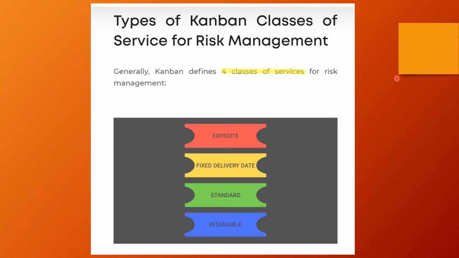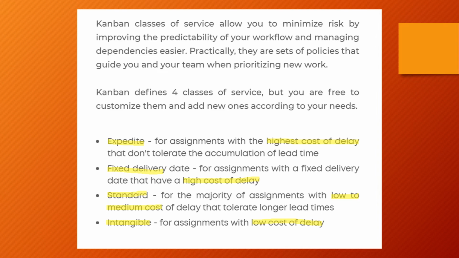These are the types of Kanban class of service for risk management. Generally, Kanban defines 4 classes of service: expedite, fixed delivery date, standard, and intangible. These are the standard swimlanes Kanban recommends. Kanban class of service allows you to minimize risk by improving the predictability of workflow. Kanban defines 4 classes of service, but you can customize them and add new ones according to your needs. It's not a problem at all.